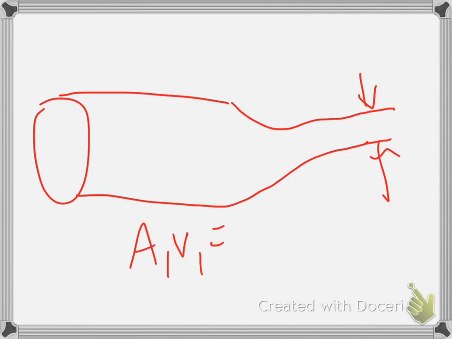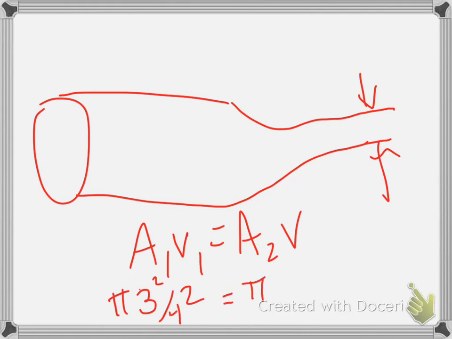Continuity says A1V1 equals A2V2. They give you the speed here is 2. The diameter is 3, but remember it's pi d squared over 4. On this side it's pi, the constriction is down to 2 squared over 4. Am I doing this wrong?